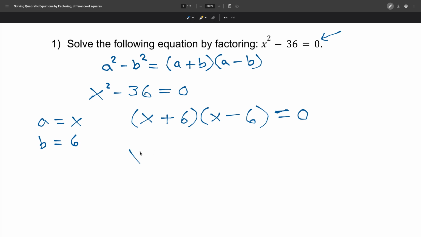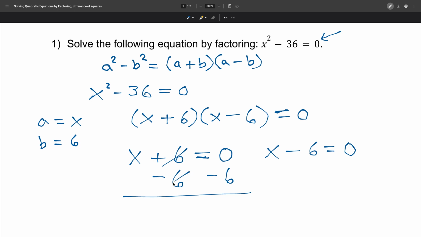We're going to set x plus 6 equal to 0. And we're also going to set, hold on, let me fix that 0 there. We're also going to set x minus 6 equal to 0. Okay, so for this one, I would subtract 6 from the left-hand side. I'm also going to have to do that to the right-hand side to keep it equivalent. 6 minus 6 is 0, so we get x equals negative 6.